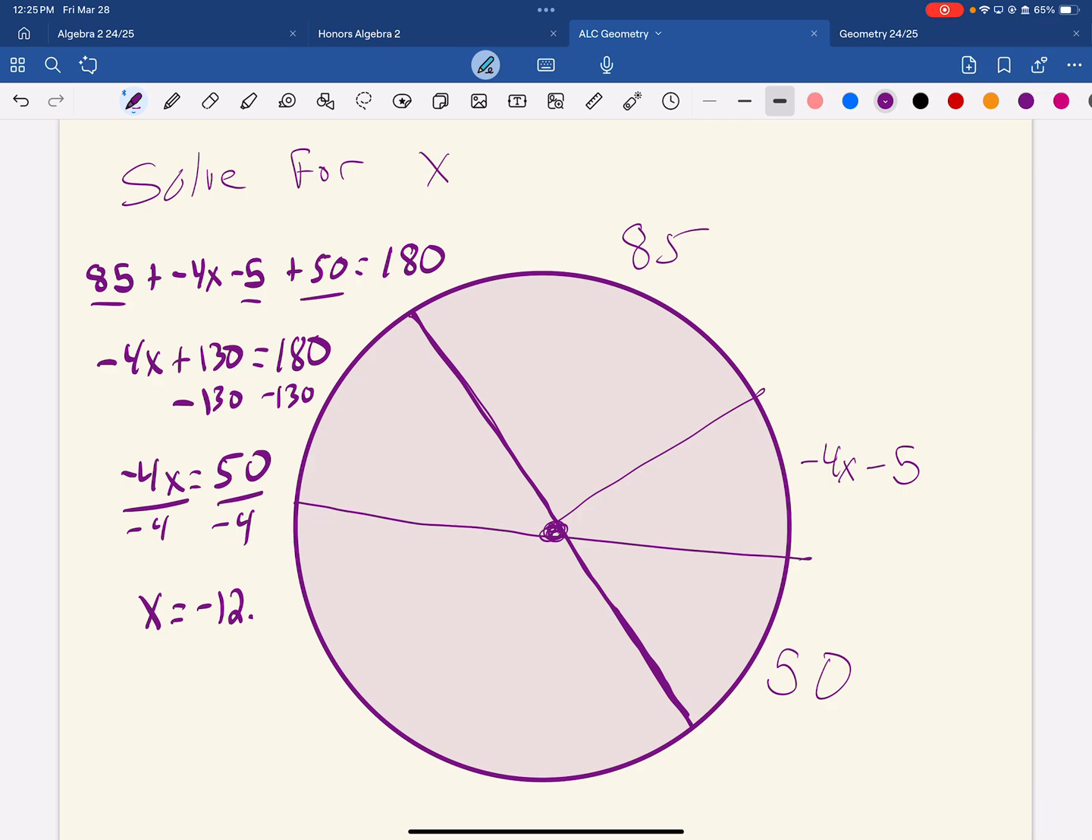If you asked Siri what 50 divided by negative 4 was, it would tell you. Is it okay to have a negative number? Sure. Because it's negative 4 times negative 12.5, so a negative and a negative is going to give us a positive. So our arc would still say positive. There's nothing wrong with that being a negative.